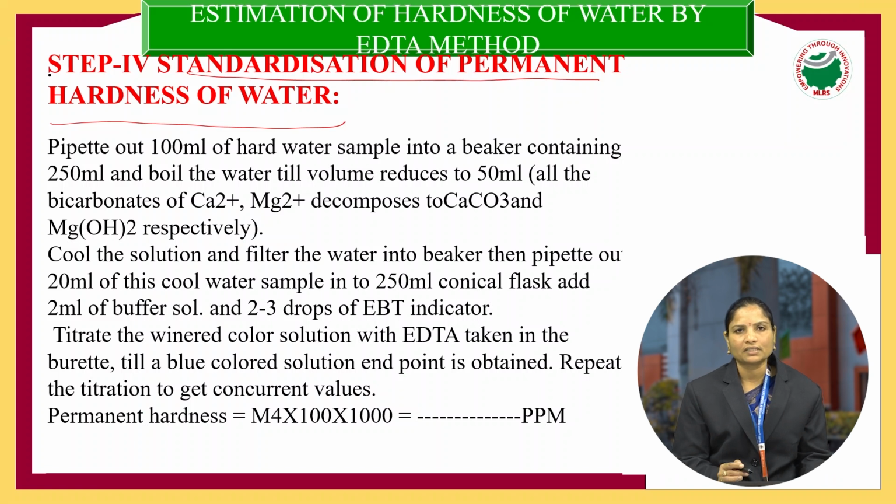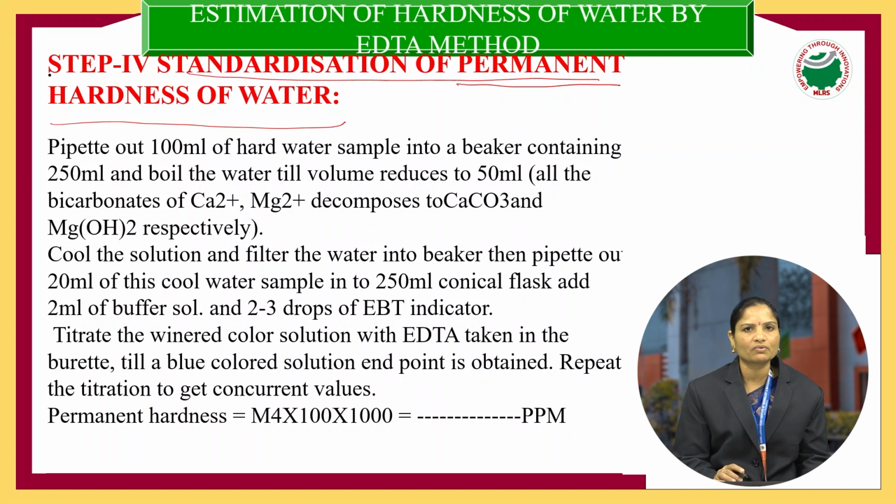Then make it into the boiling process, or take any 100 ml beaker, and boil it. The 100 ml of solution will decrease up to 50 ml of solution. Then this 50 ml of solution will be filtered, and we get the boiled water solution. Actually here, what is our step? Determination of the permanent hardness.